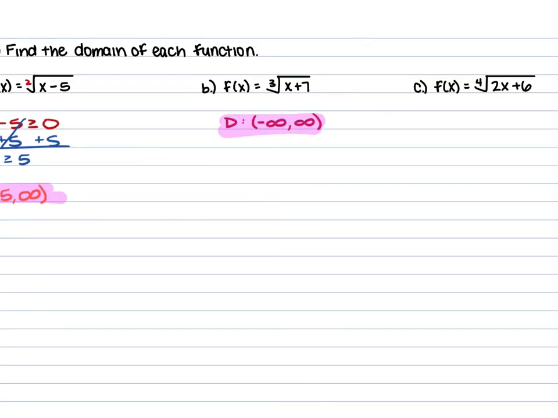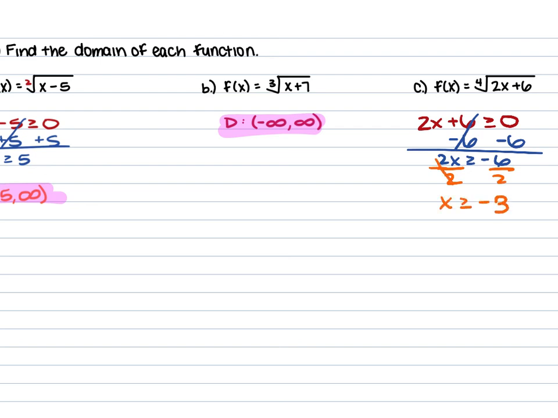And lastly, for example C, we have f of x is equal to the 4th root of 2x plus 6. Our index here is even, so anything that's underneath that radical has to be greater than or equal to 0. So we're going to take what's underneath the radical, the 2x plus 6, and set it to be greater than or equal to 0. We move this 6 over by subtracting it from each side. We get 2x is greater than or equal to negative 6. And then we divide each side by the 2. And we get that x is greater than or equal to negative 3. If x is greater than or equal to negative 3, that means our domain goes from negative 3, including negative 3, to positive infinity.